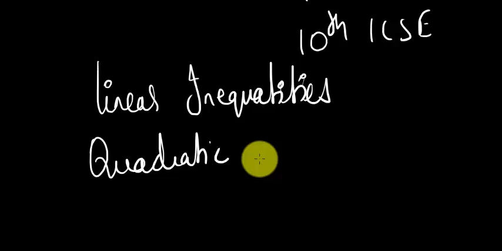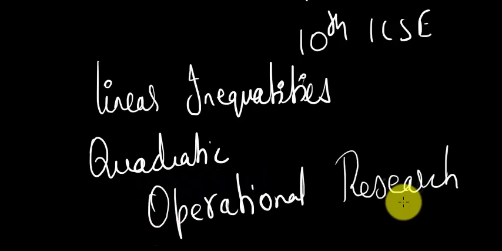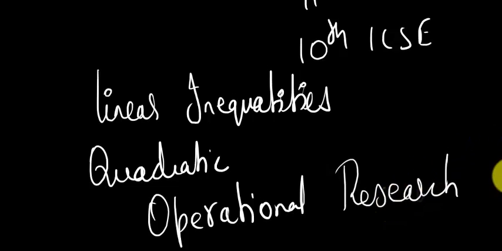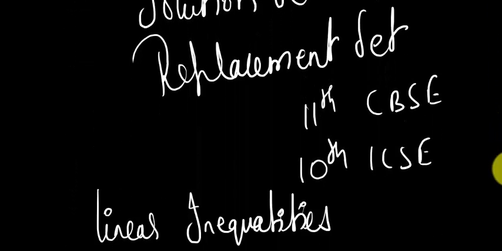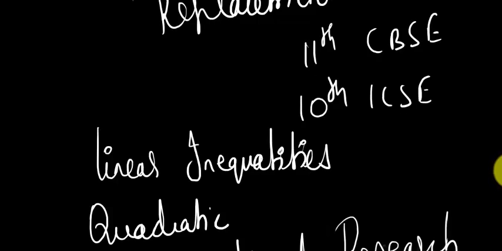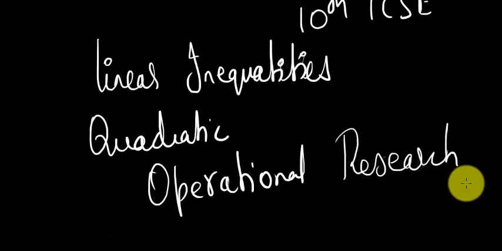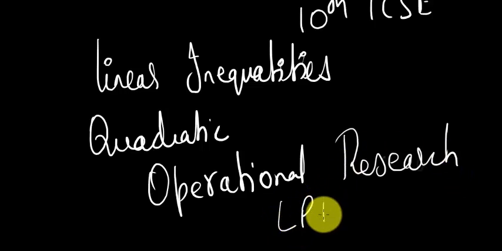So what is linear programming? This is a very important concept which is applicable in operational research. It's a major concept in mathematics, a very interesting and amazing concept. And how do you learn that? You learn that by knowing all these basic things about mathematics: natural numbers, real numbers, solution set, replacement set, linear inequalities, and then comes operational research. Basically, we're talking about the linear programming problem here.